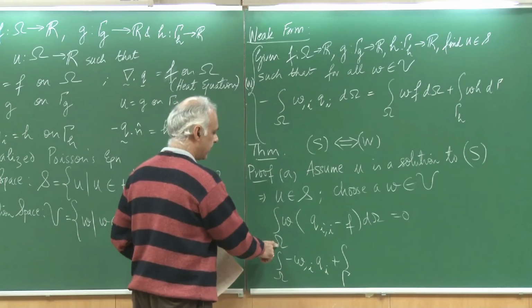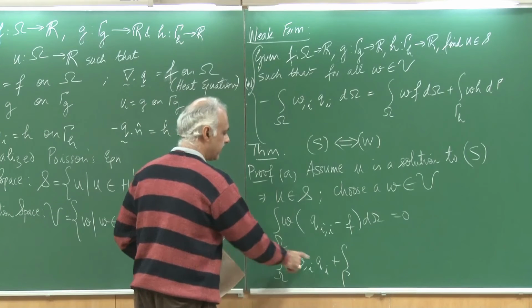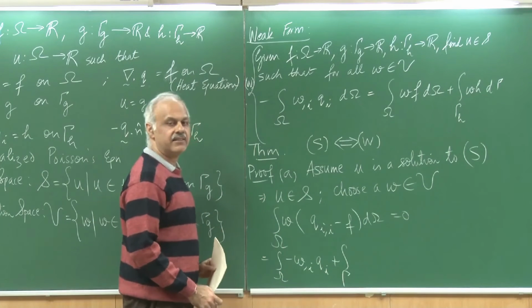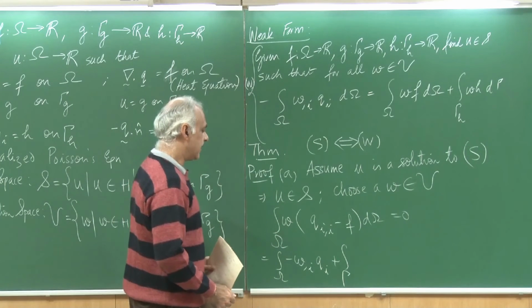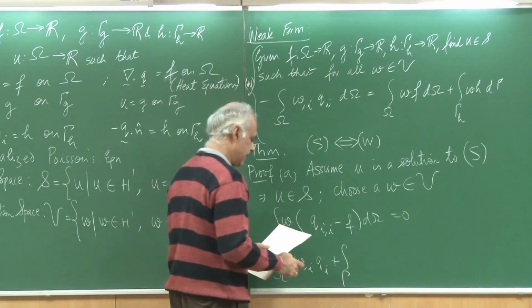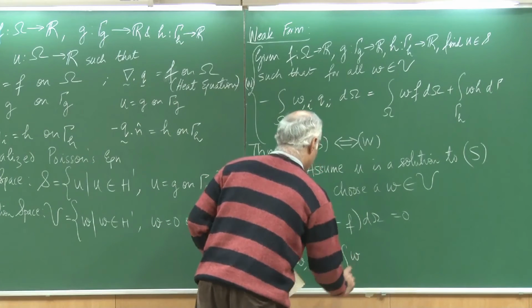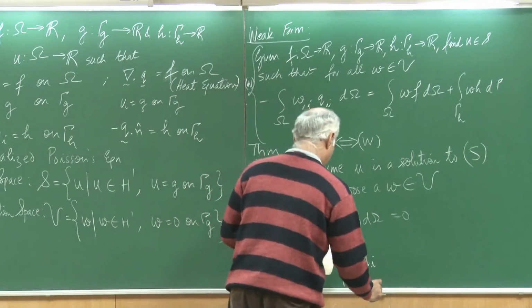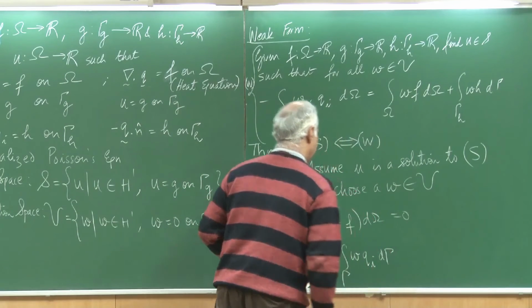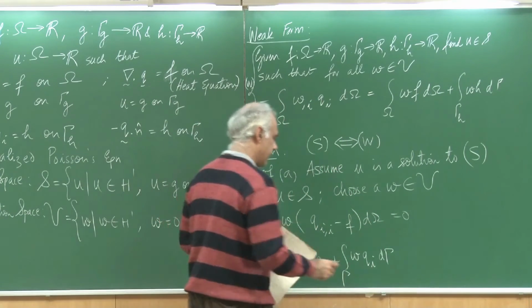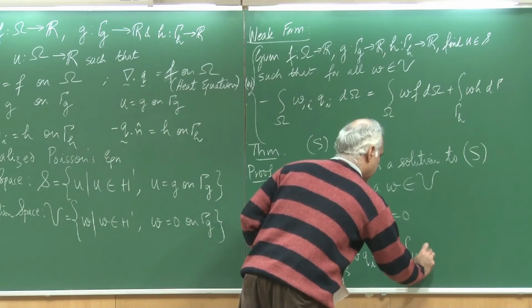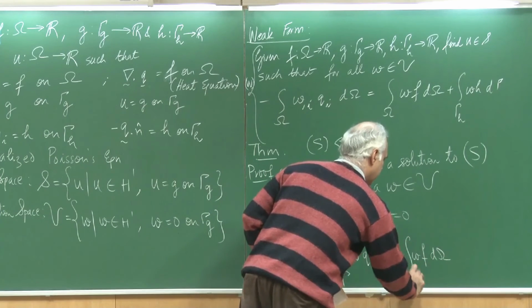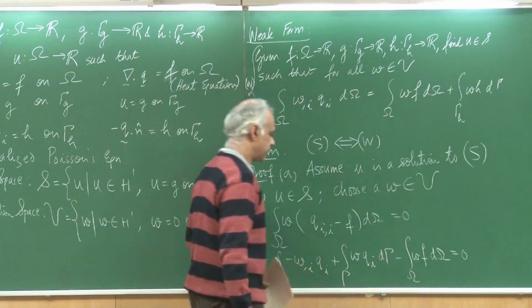So this is omega, the domain. The second term, by applying the divergence theorem, I would get an integral on gamma, and this would be simply w times qi ni d gamma. Okay? And then of course the integral of w f d omega equal to 0.